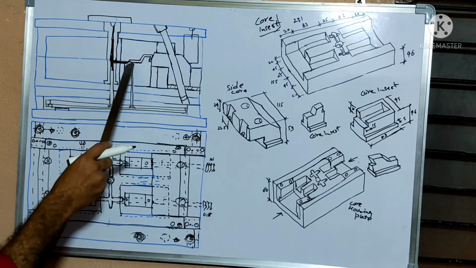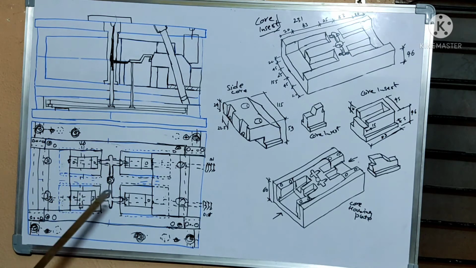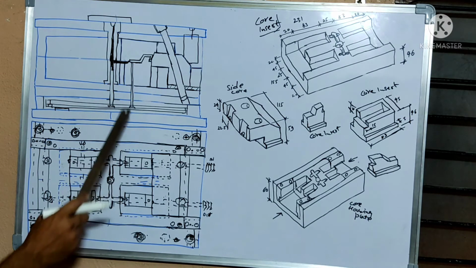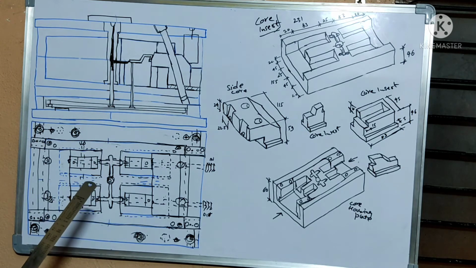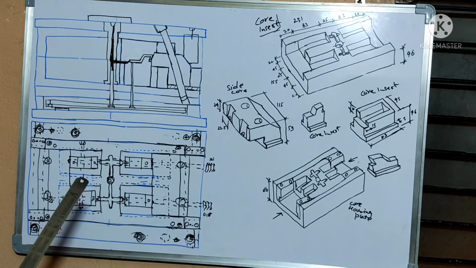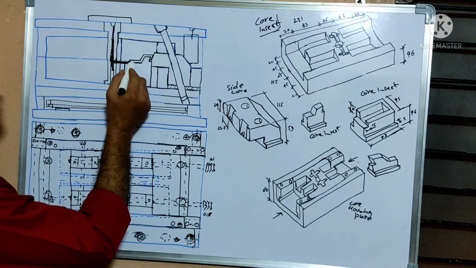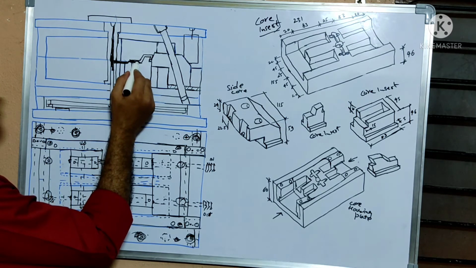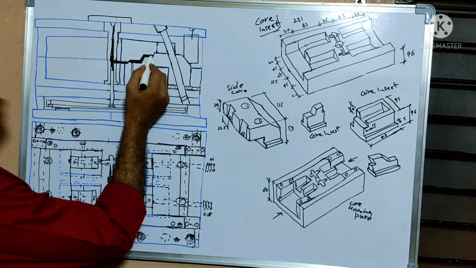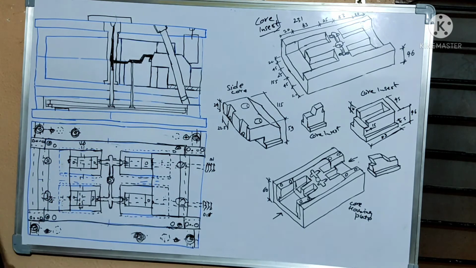Actually, the gate is machined in the cavity half, not in the core side. You are observing the gate here. Gate is not shown. The gate is machined in the cavity half. When the molten metal enters through the sprue, enters into the runner, and through the gate, the molten metal enters into the gap where the core and cavity are placed. In between the gap, you are observing that the component is filled.